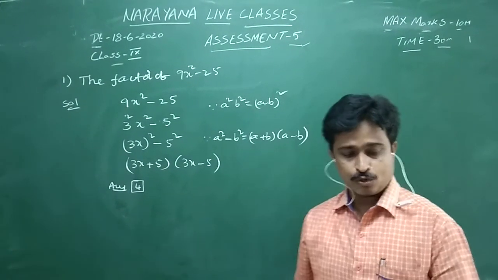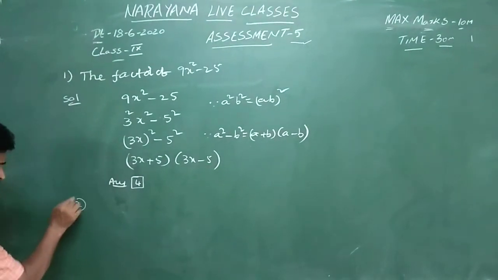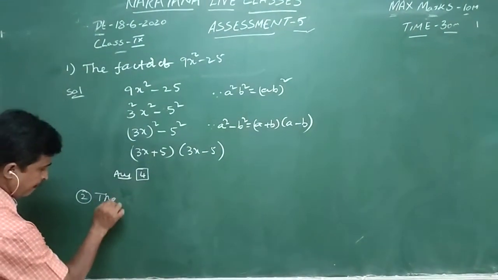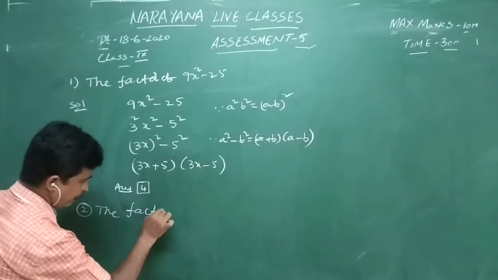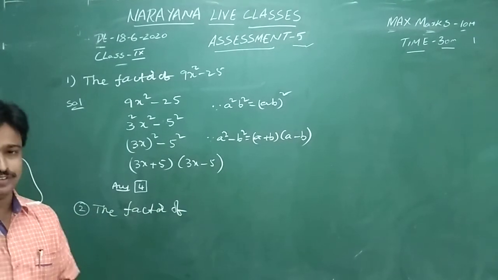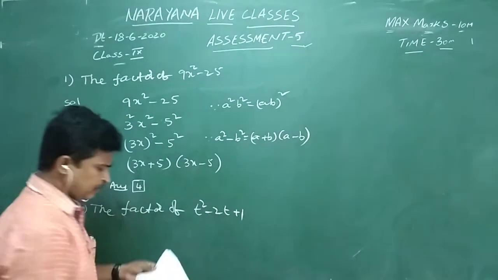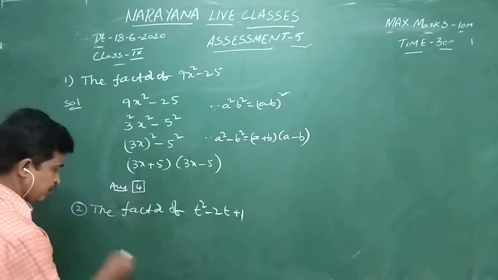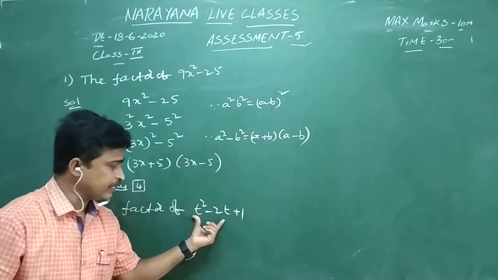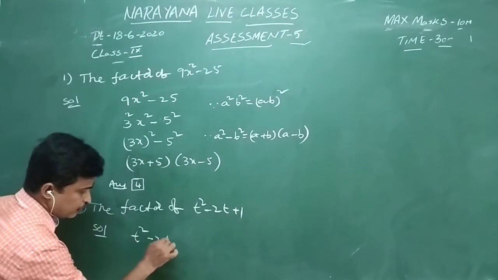Okay. Coming to question number 2. The factor of t square minus 2t plus 1. He is asking the factor. So, solution. Here we can take this polynomial t square minus 2t plus 1.